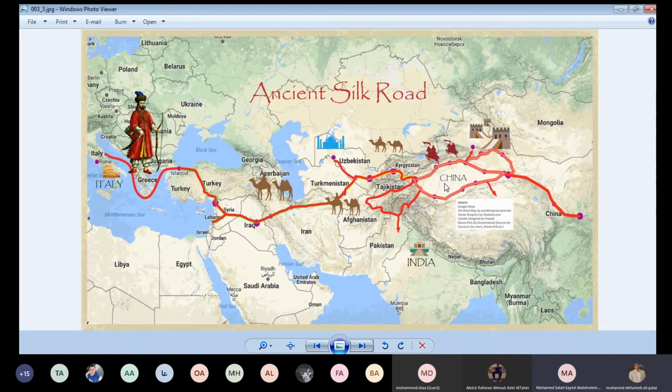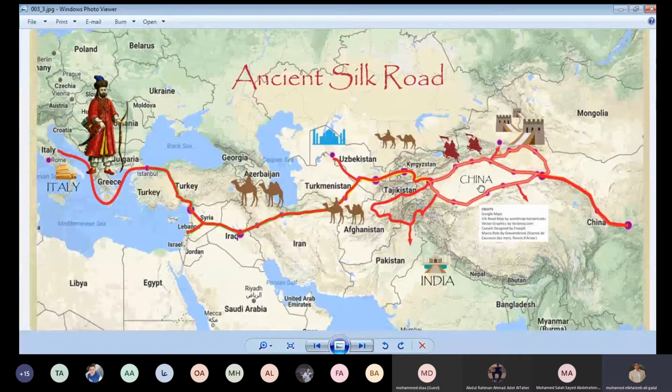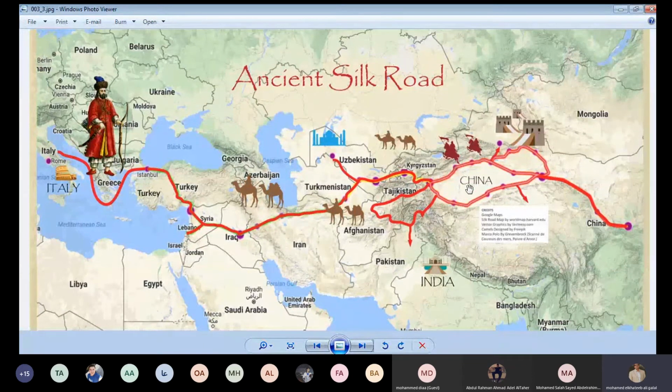But what really happened, guys, during the usage of the Silk Road, is that when the goods arrived at Italy, these goods were expensive, because when they had to apply all the fees that they had already paid in all of these points, they must add it to the price of the goods they had already bought from China. So the result, when the goods arrived at Italy, the goods were expensive.